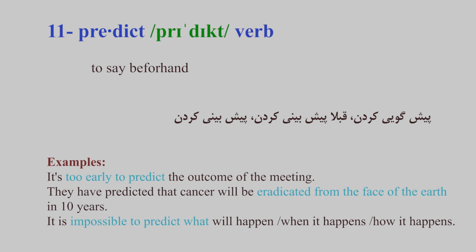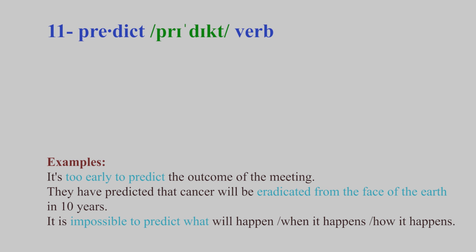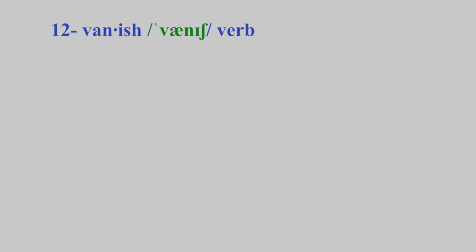And the third example is: it is impossible to predict what will happen or when it happens or how it happens. You can use what, when, how after predict too. And the last word is vanish. Vanish is a verb and it means to disappear suddenly.